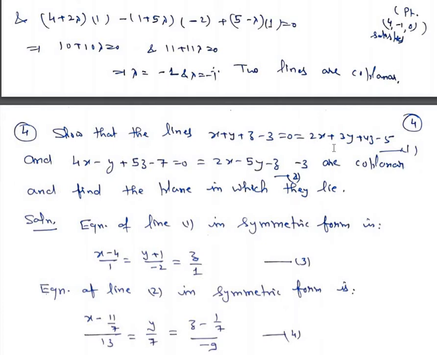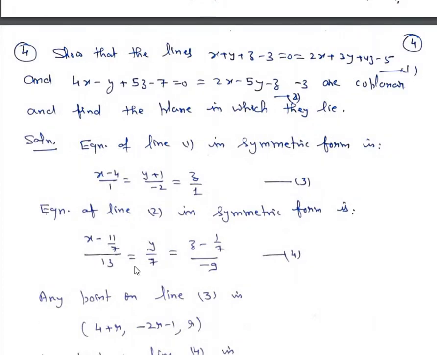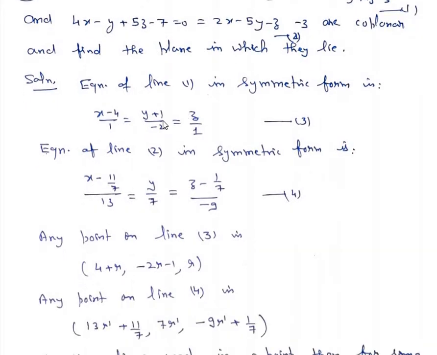So if we convert the first equation into symmetrical form, we get (x minus 4) upon 1 is equal to (y plus 1) upon minus 2 is equal to z upon 1. Similarly, the second equation can be written as (x minus 11 upon 7) divided by 13 is equal to y upon 7 is equal to (z minus 1 upon 7) divided by minus 9. So as done in earlier example, we put this is equal to r, this is equal to r dash. So any point on line 3 is (4 plus r, minus 2r minus 1, and r). Any point on line 4 is (13 r dash plus 11 by 7, 7 r dash, and minus 9 r dash plus 1 upon 7).